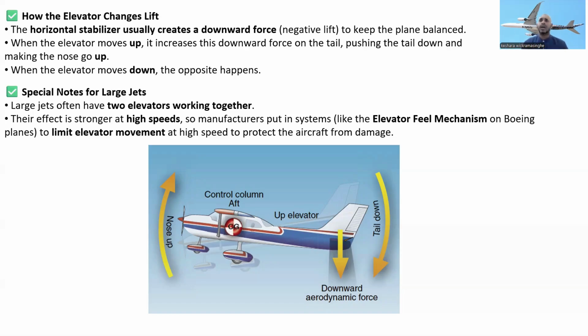A special note for large jets: large jets often have two elevators working together. The effect is stronger at high speed, so manufacturers put in systems like the elevator feel mechanism on Boeing planes, or limit elevator movement at high speed, to protect the aircraft from damage. You can see this is nose up, with the downward aerodynamic force on the tail. If the elevator goes up, nose up. Just remember that.